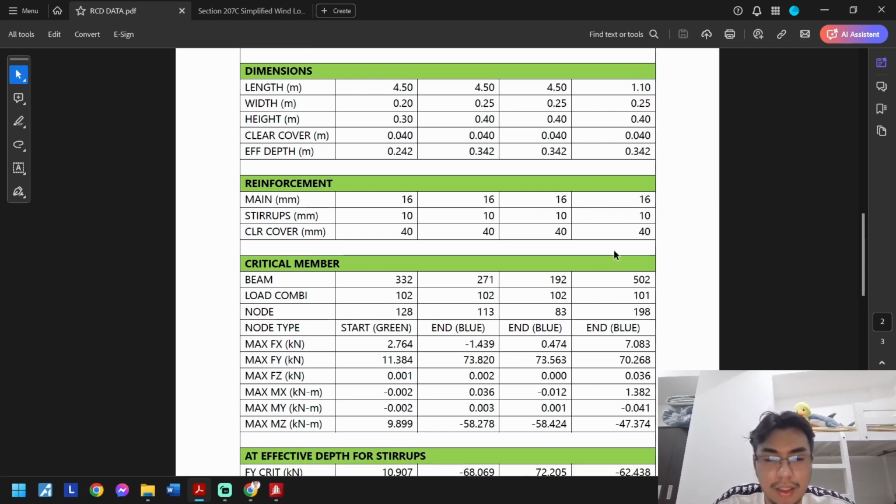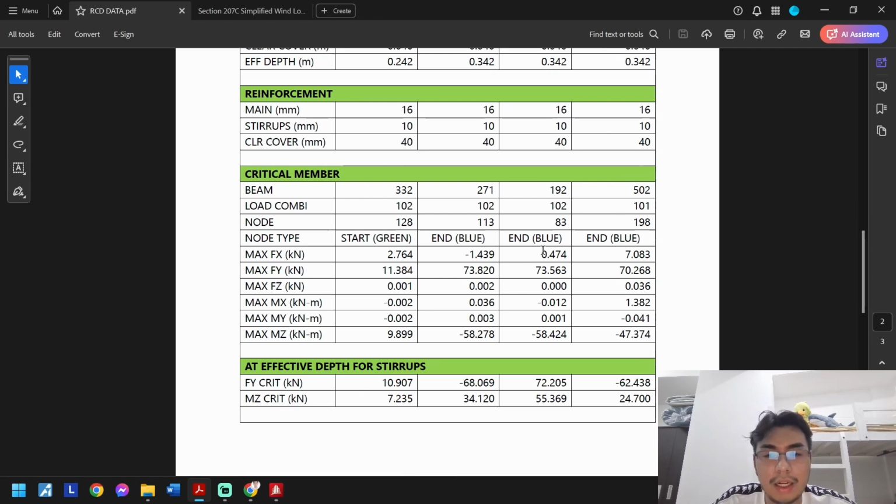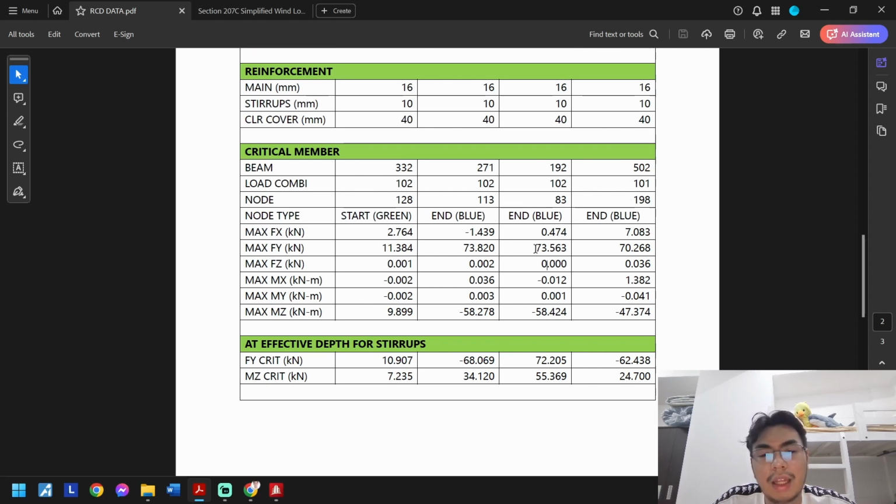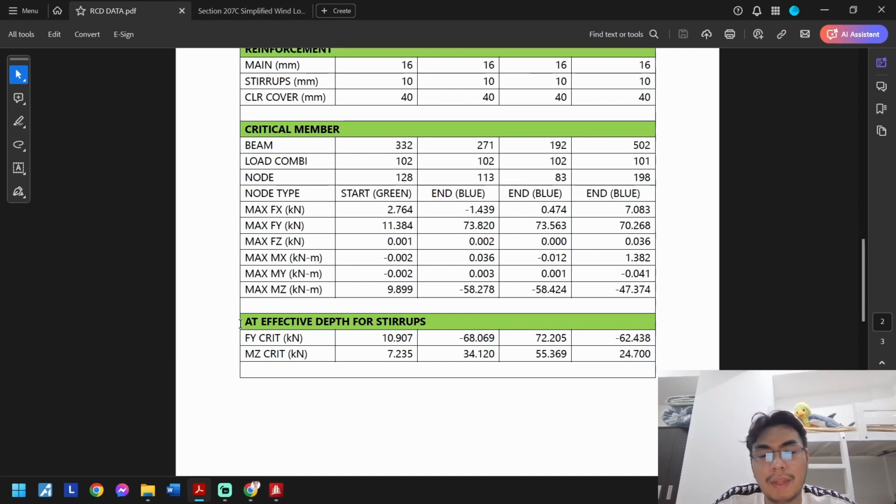Okay, so now here are the values for the critical member as generated by STAAD. And for the effective depth, these are the critical values at effective depth for the design of stirrups, the spacing of stirrups, I mean.